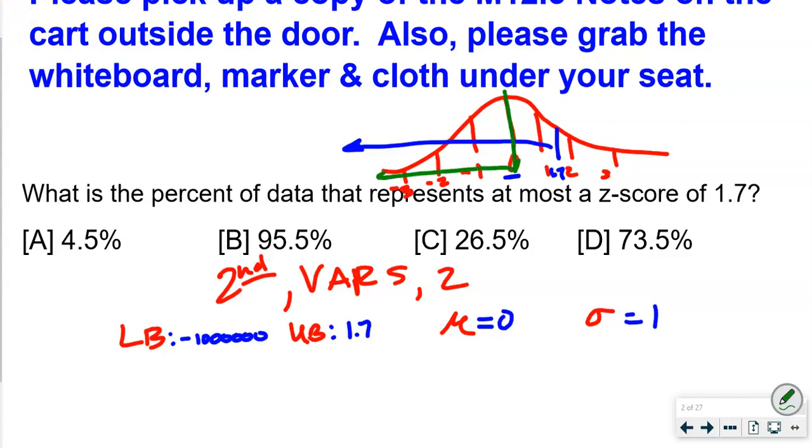Okay, so now when I'm looking at this, this is what I recall. So this is 50% of my data, right? So it can't be this one, and it can't be this one, okay? And then this would be another 34, and this whole space right here is another 13.5, right? So I know it's going to be at least 84, okay? So it couldn't be this one either. So I could actually have done this without even putting it in the calculator. But the answer was B, okay?